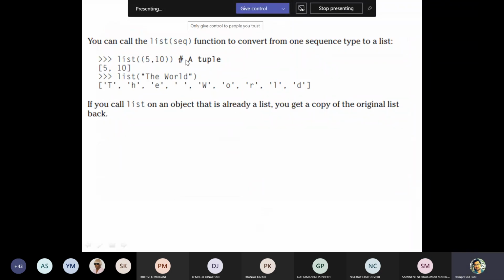Next, you can call the list of sequence to convert any sequence type to a list. Like over here, there is one tuple. In the tuple, 5, 10 are the elements. So if you apply the list function on this tuple, you will get 5 and 10 as elements of a list. So if you want to convert a tuple to a list, it is possible. Okay. And then list of the bird. So this is a string, so each character becomes a separate element of a list. If you call list on an object that is already a list, you will get a copy of the original list back.